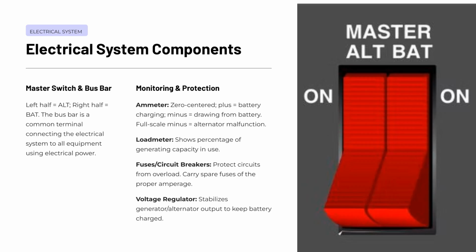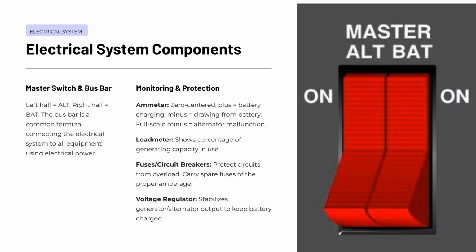The aircraft electrical system relies on several key components working together to provide reliable power. Let's walk through each one. The master switch is a split rocker design. The left half controls the alternator, and the right half controls the battery.